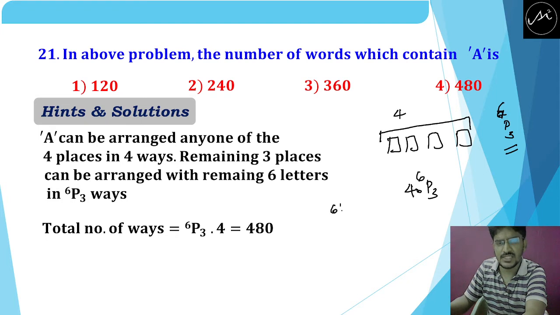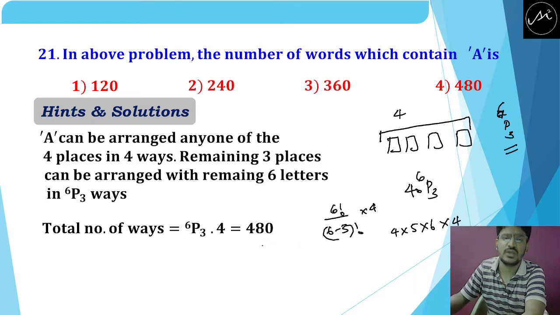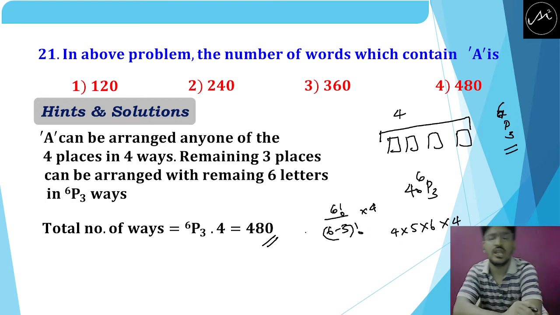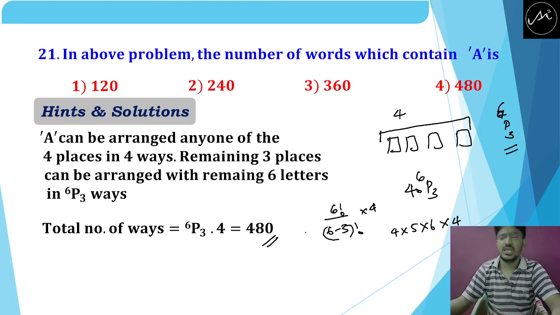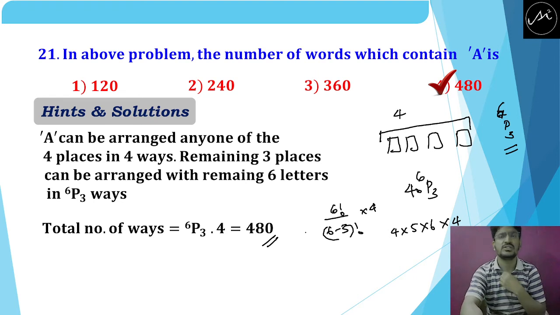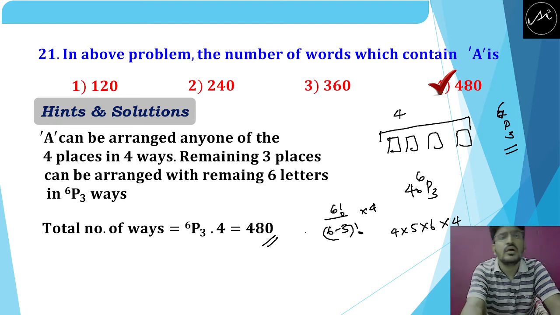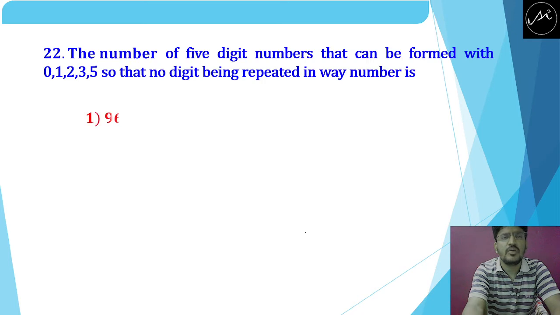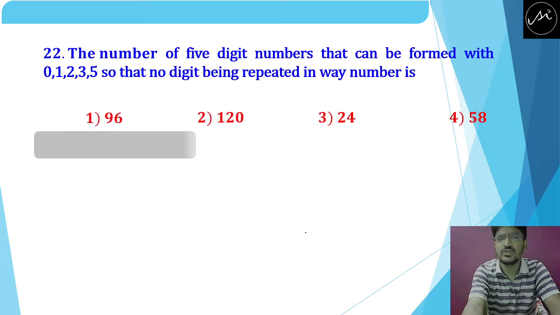So all of you know that 6 factorial divided by (6 minus 3) factorial into 4. So that will be 4 into 5 into 6 into 4. Okay. So you can simplify this. You will get 480. Clear? So now 480 is going to be the right answer for this particular problem. So for the 21st problem, you can just see 480 is going to be the right answer. Okay. So very nice. The problems are very simple, but you must know the concept. That's all.